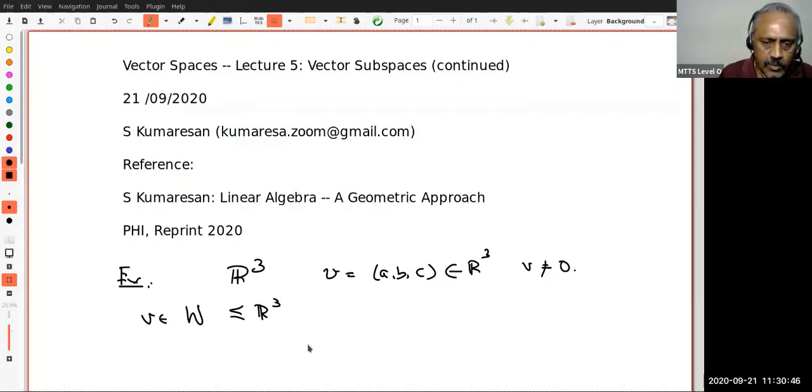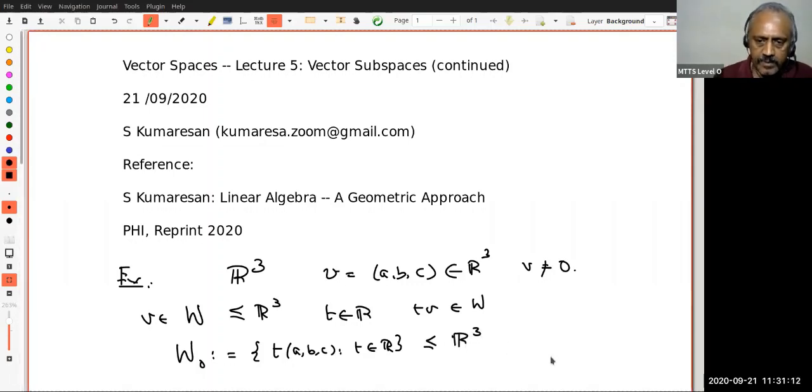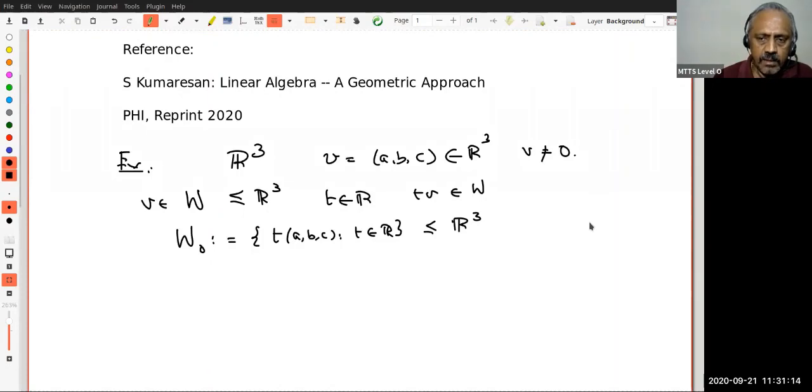Then what do we know? We know that for any scalar t in R, t times V also belongs to W. Is that okay? Now let's define W naught as we did in the case of R2: all scalar multiples of this vector, t varies over R. Then it's very easy to check that this is a vector subspace of R3. It's exactly similar to the way we did in R2.